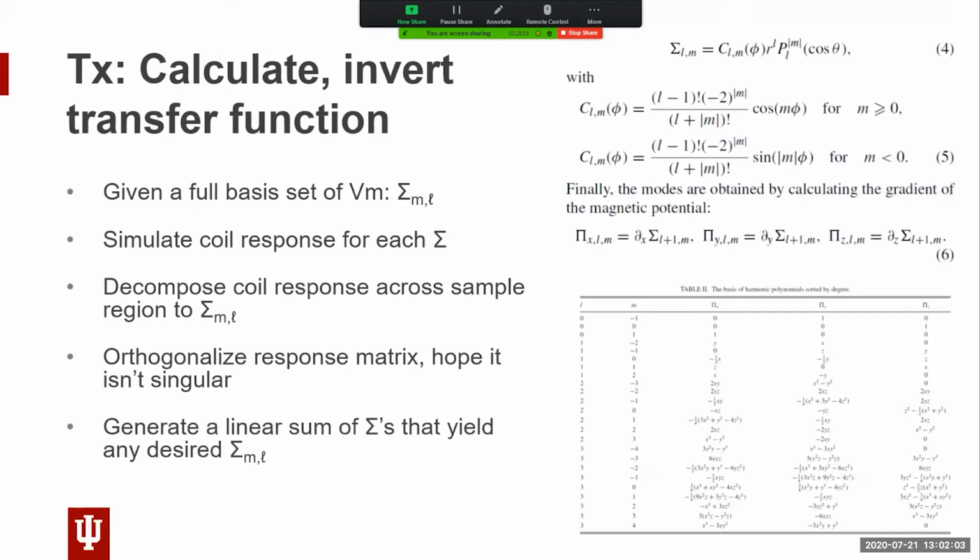And so what we would like to do ideally is calculate and invert some transfer function given a full basis of scalar potentials in rectilinear coordinates, hopefully simulate the coil response from each component, decompose that coil response across the sample region, and then ideally orthogonalize the response matrix and generate some new linear sum of modes that yields any desired potential function.